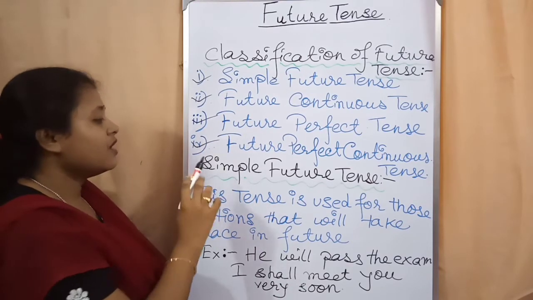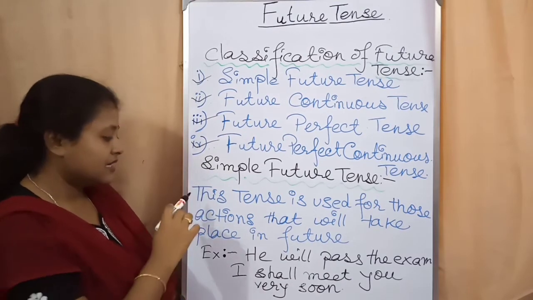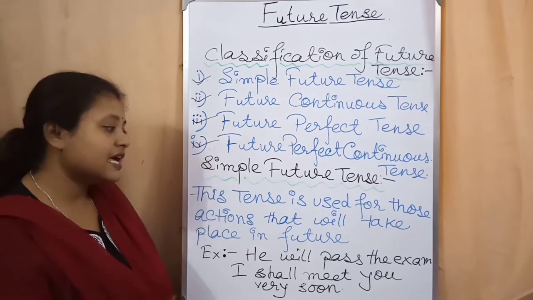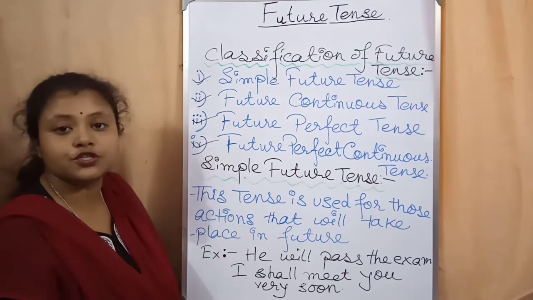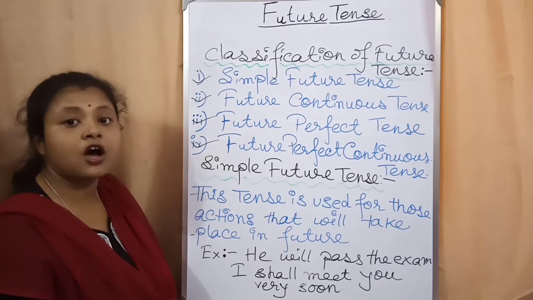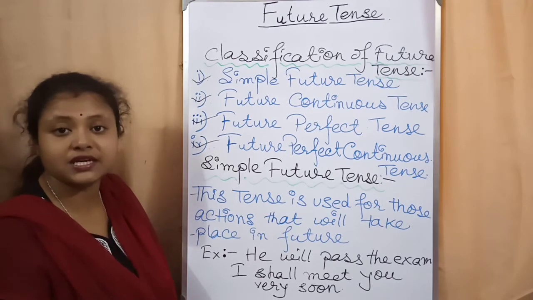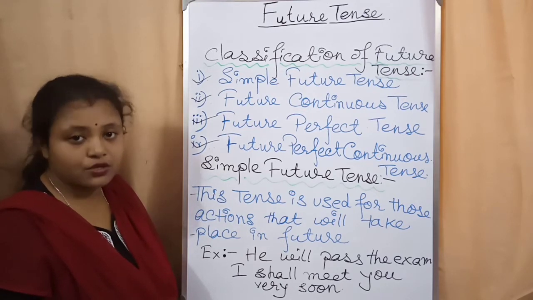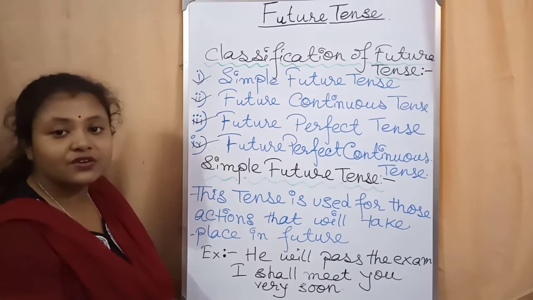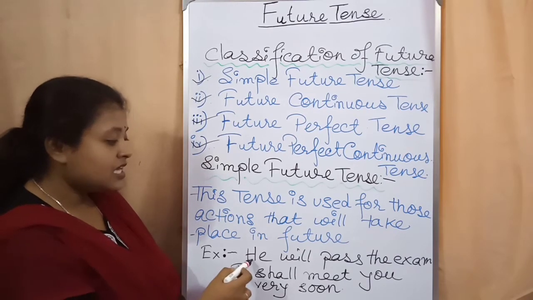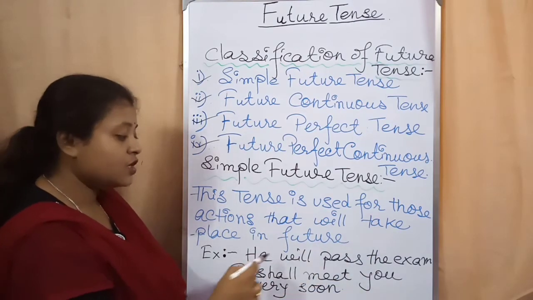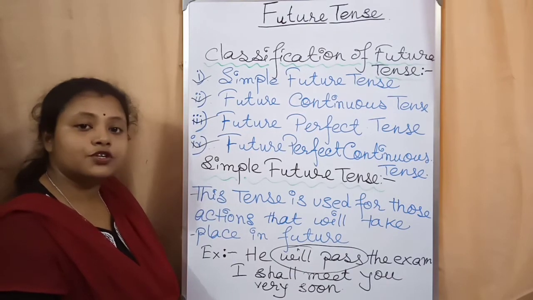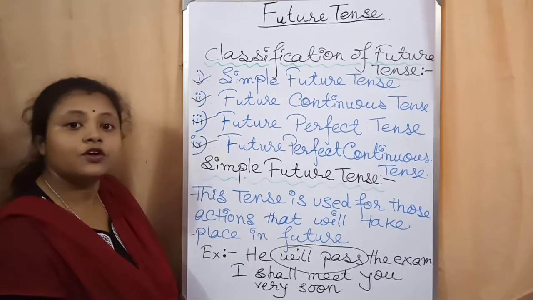Now, what is simple future tense? Let's come to the definition. This tense is used for those actions that will take place in future, that have not occurred yet, that have not happened yet, that will happen in future. So in these sentences we can use the future tense. Let me give you 2 examples. He will pass the exam. He will pass. That will take place in future. So that is why this is an example of future tense.